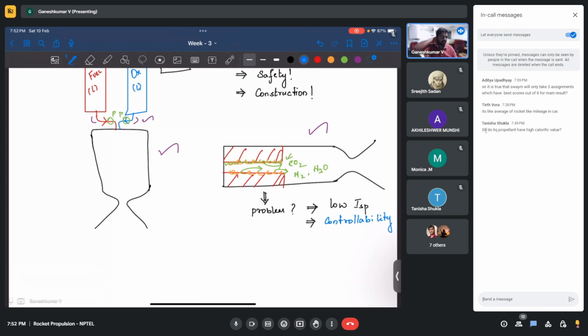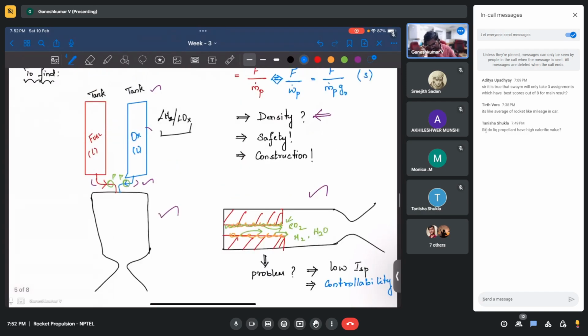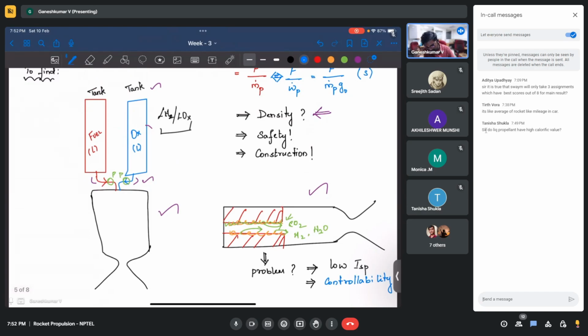With solid propellant, once you ignite it, it's gone. After that, it's just waste. It will not stop until all the propellant is consumed. So that is the thing. But in liquid propellant, that's not the case.